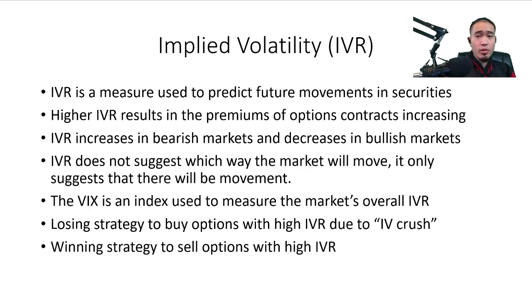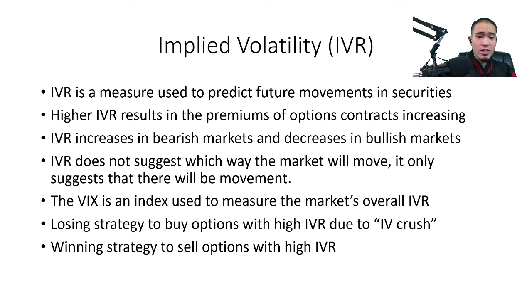Okay, now let's talk about implied volatility, or IVR. This is not to be confused with intrinsic value, or IV, which we just discussed. IVR is a measure used to predict future movements in securities, or the underlying asset. Higher IVR results in the premiums of options contracts increasing. IVR increases in bearish markets and decreases in bullish markets. IVR does not suggest which way the market will move, it only suggests that there will be movement.